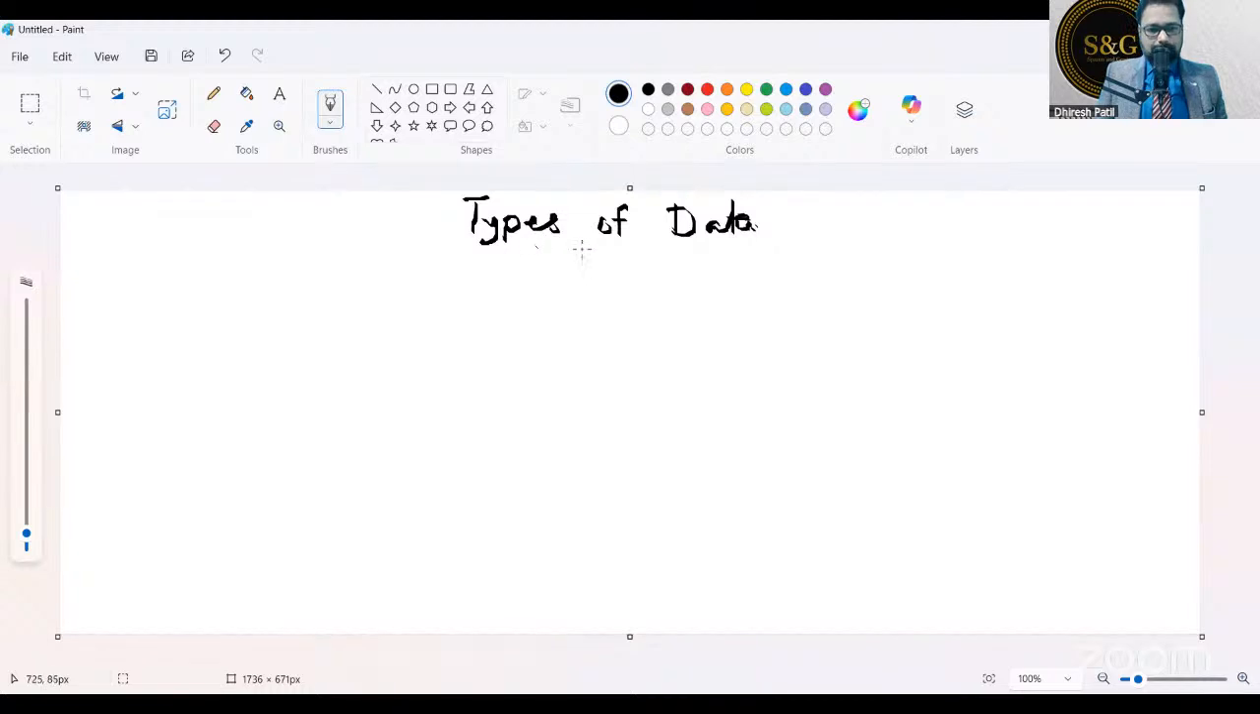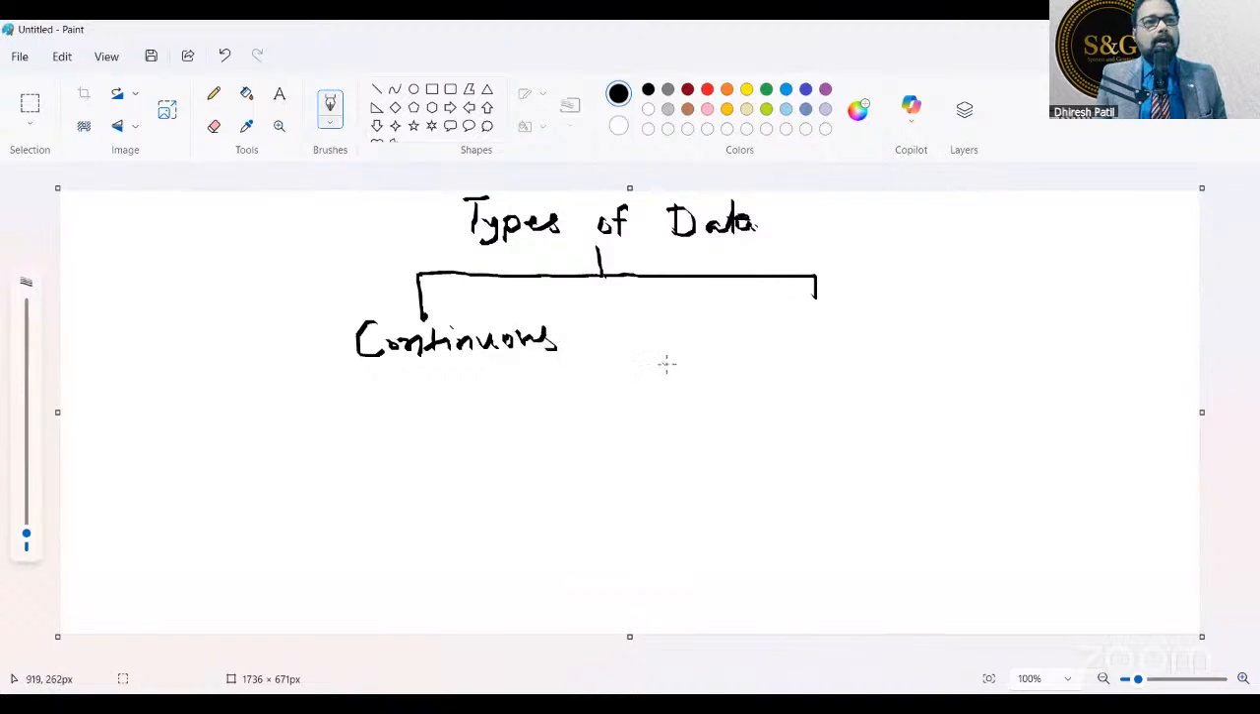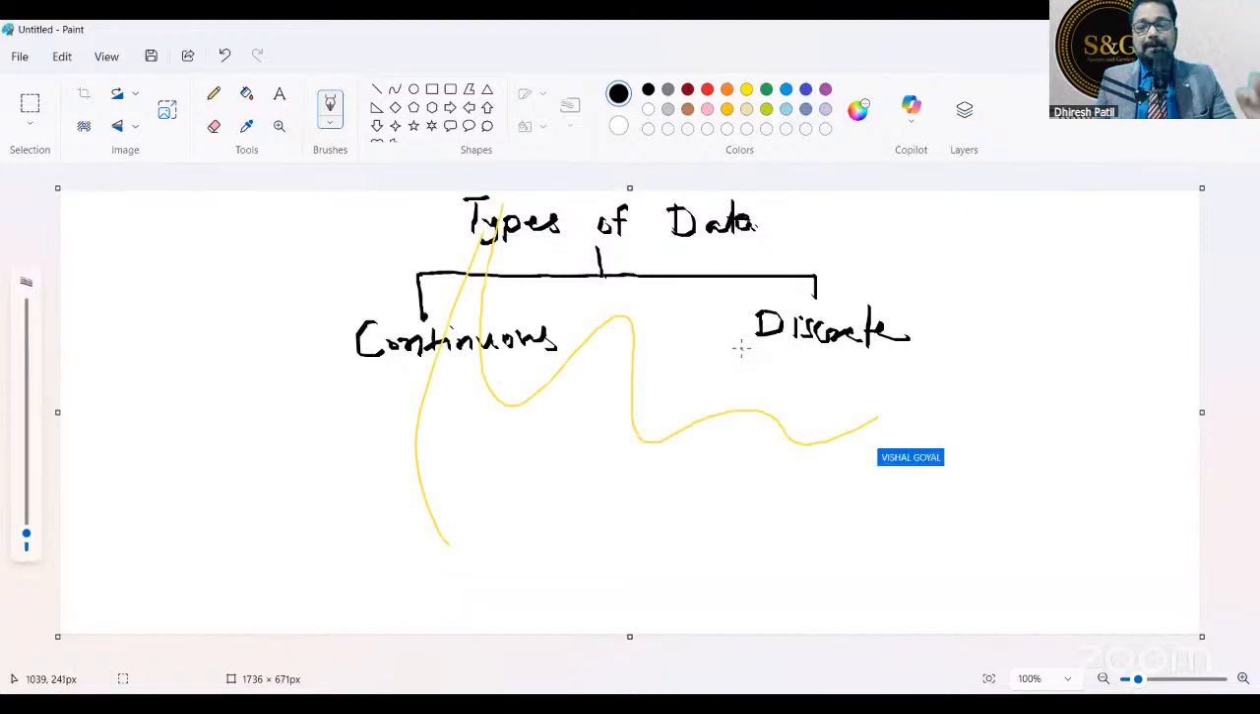Continuous, very good. What else? What is the second type? Continuous and discrete. Very good. Super. So continuous data and discrete data. Continuous data meaning the data which can be measured on a continuous scale. Data which can be measured on a continuous scale is called continuous data.